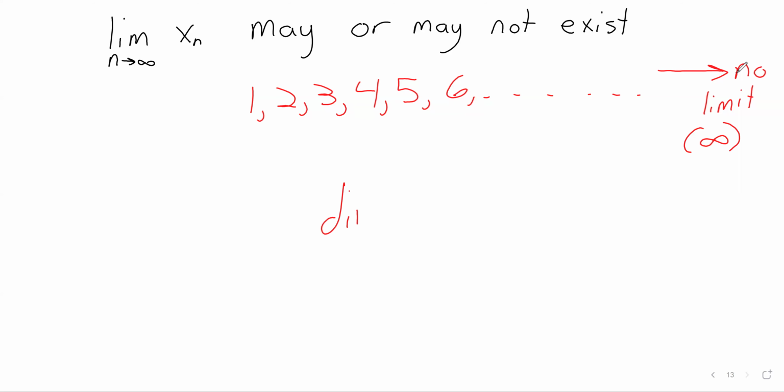And this is the same terminology we've used for other limits. If a limit doesn't exist, we say it diverges. And that's sequences. That's section 10.1 it would be.